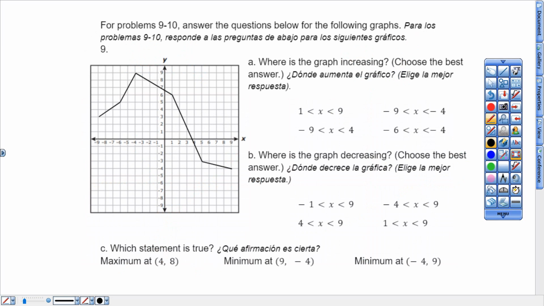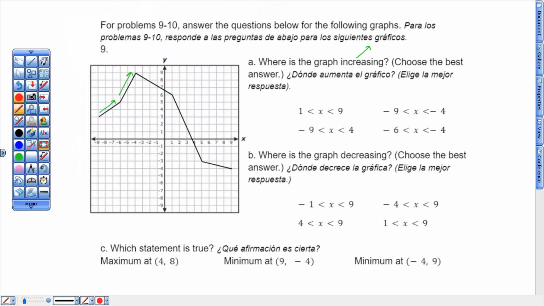Number 9, looking at where my graph is increasing. That's going uphill from left to right. Those are my uphill sections. And I use the x-axis numbers to kind of describe where that starts. So between negative 9 and negative 6 going uphill, from negative 6 to negative 4 going uphill, that's where I'm getting these boundary numbers for my intervals.